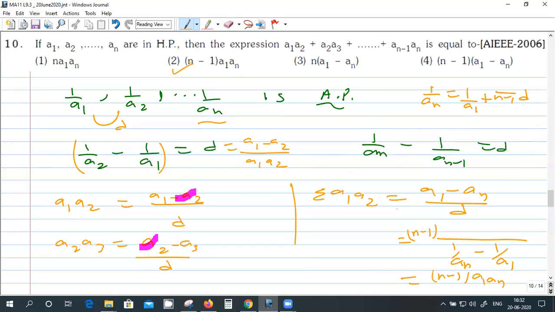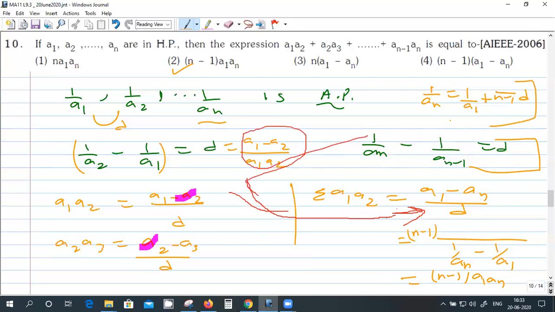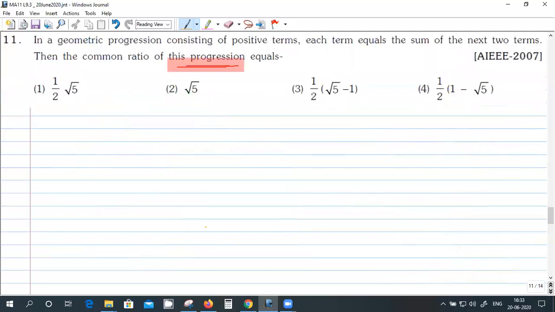We just have to substitute the value of D right over here. D is from here, that is 1 by AN minus 1 by A1, because the final answer has only A1 and AN, the first term and the nth term. So D from that, divided by n minus 1.